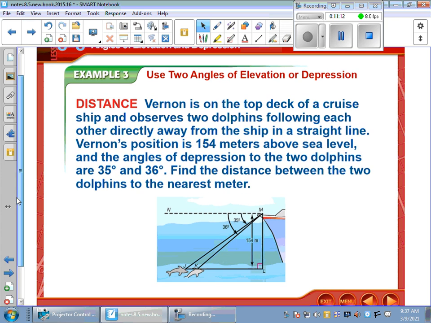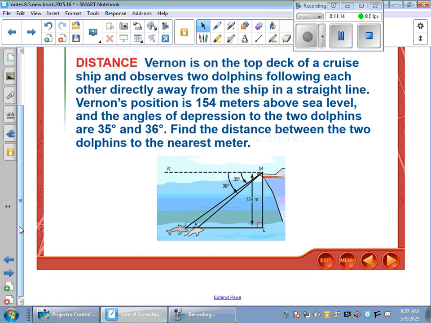And then I want to finish with this one because it takes a little bit of time. We have to do a two-step problem here. Someone's on the top deck of a cruise ship and observes two dolphins following each other directly in a straight line. The position is 154 meters above sea level. We have two different angles of depression, so we have to do two separate problems, and then ultimately we will subtract at the end. So what we want to do first, again, is create triangles.